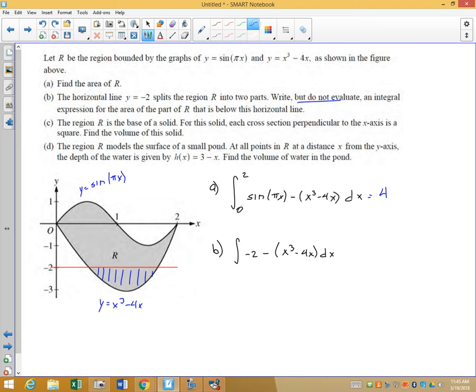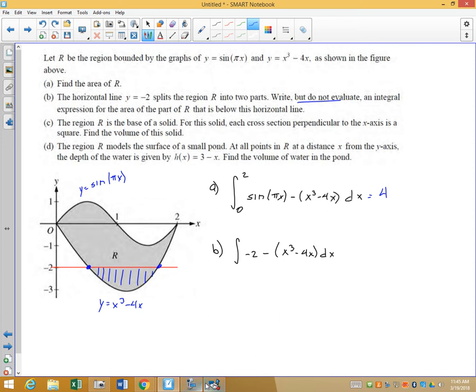Yeah, we need the limits of integration. I need to know where this region begins and where it ends, and that we don't know. That's not given to us. They probably will not give you points for the limits of integration on part A because it's already there. Like, you didn't have to do any work to get them. We have to do work to get those. So how do we get those limits of integration? You have to find the intersections.